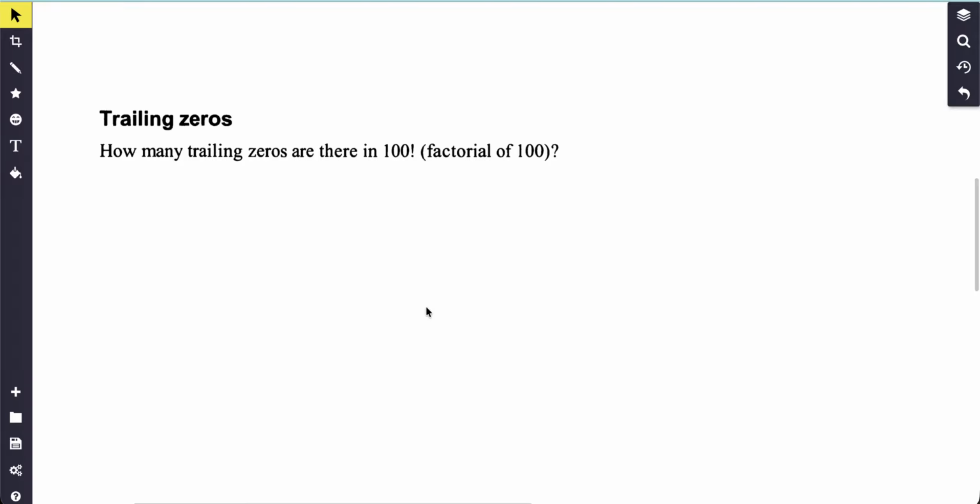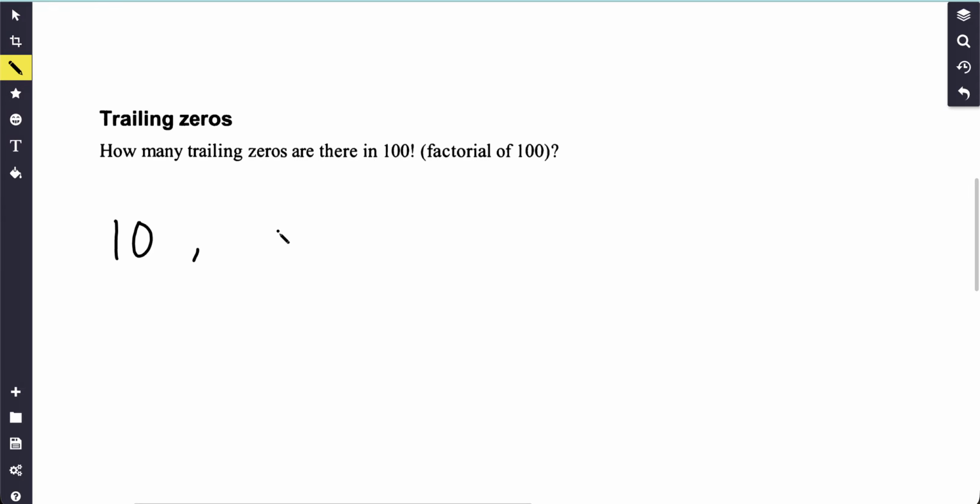Trailing zeros. How many trailing zeros are there in 100 factorial? Well, we get a 0 when we multiply 10 with some number. So this will result in n, and I add a 0 to the end. So by that logic, how do we get 10? Well, we can just have 10, 20, 30, whatever.